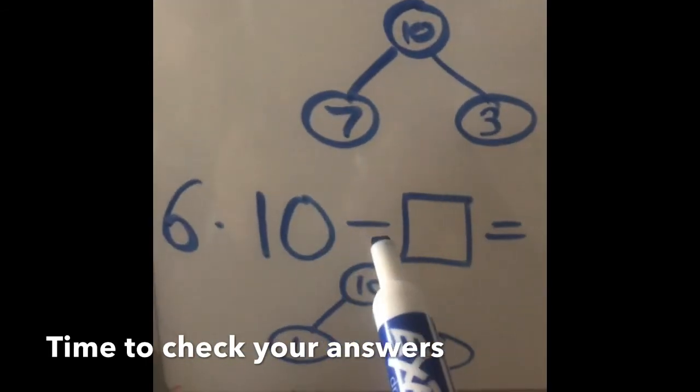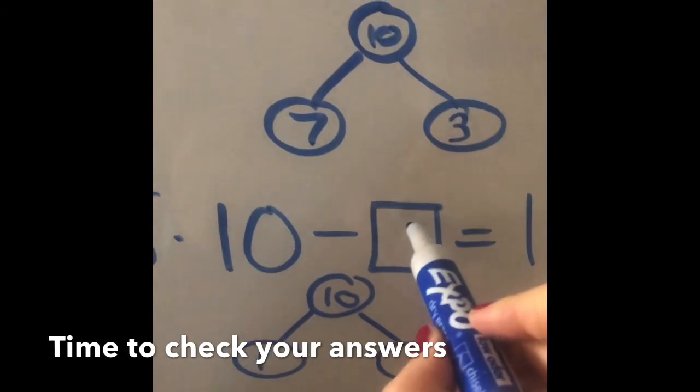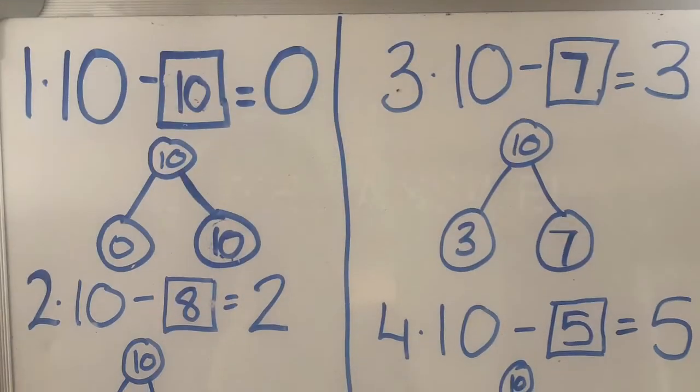And the last question, question 6. I knew my answer was 1. But how many was I hiding from you? It was a 9. And don't forget your 2 parts in your number bond. A 10 is made up of a 9 and a 1.